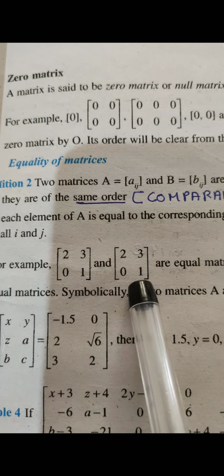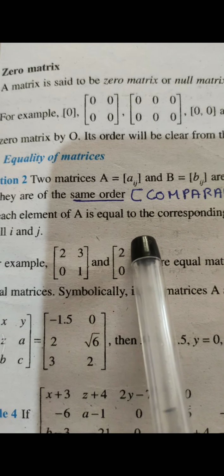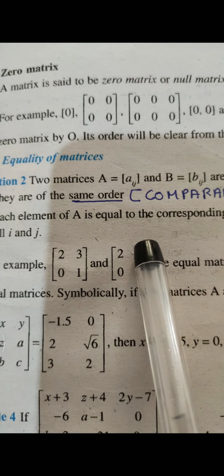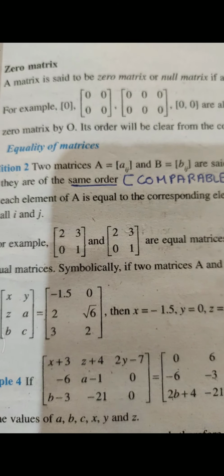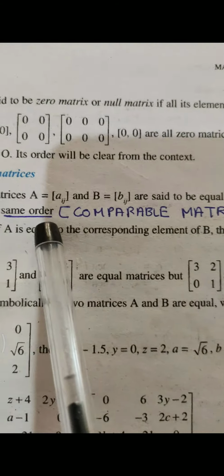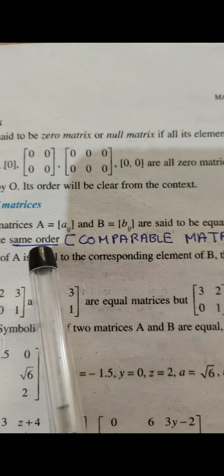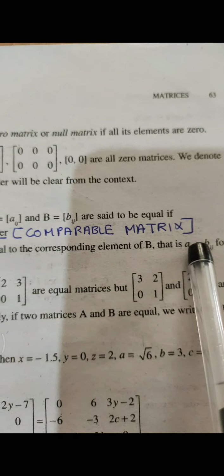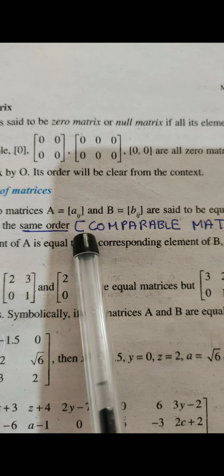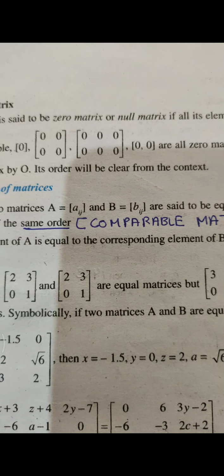Such a type of matrix is known as an equal matrix. So what are the two conditions for equality of matrices? The order has to be the same and the corresponding element values have to be the same or equal, then such matrices are known as equal matrices. But if we are considering only the same order, what do we say to such matrices? Two matrices having the same order are known as comparable matrices.